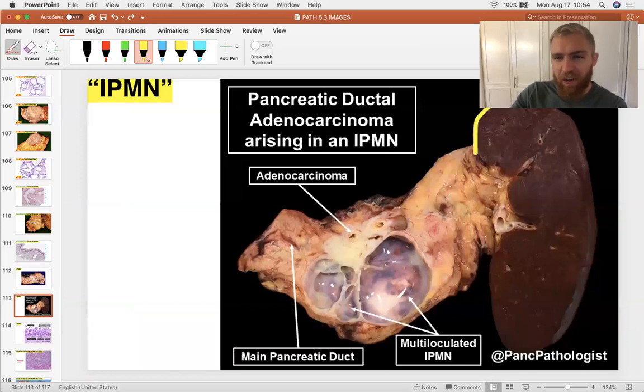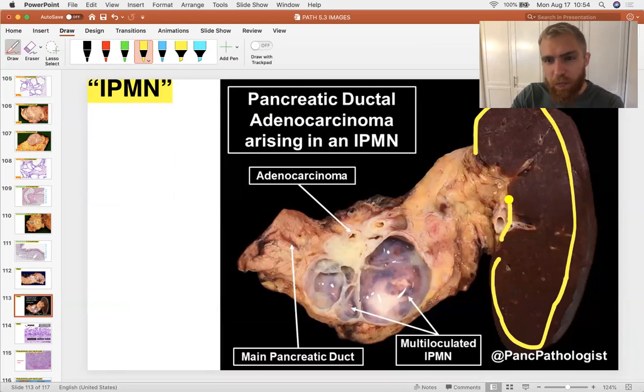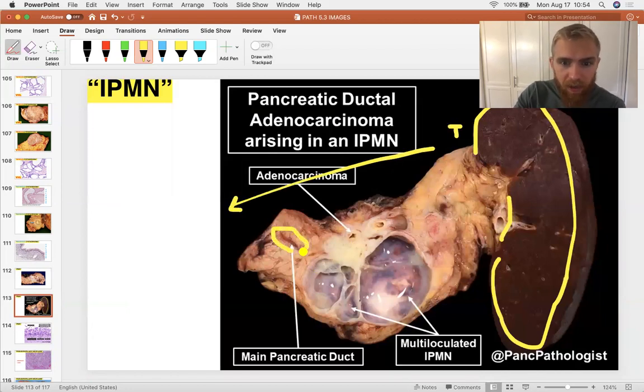What organ is this on the right, you know? We just mentioned it. That's your spleen. So that means this is the tail of the pancreas down here, and we're progressing towards the head of the pancreas. And so here is your main pancreatic duct right there.